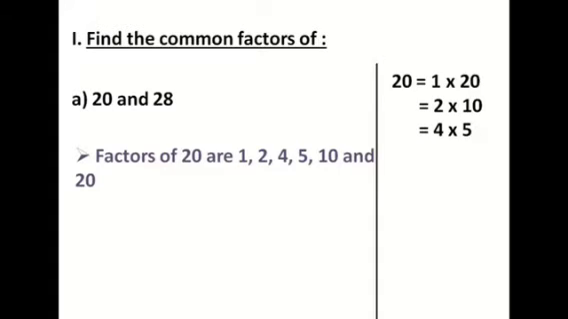Now we will factorize 28. So 28, how we will do? 1 28s are 28, 2 14s are 28 and 4 7s are 28. Okay. If you have done, then you write factors of 28 are, what are those? 1, 2, 4, 7, 14 and 28.